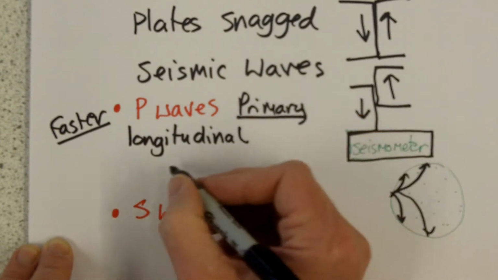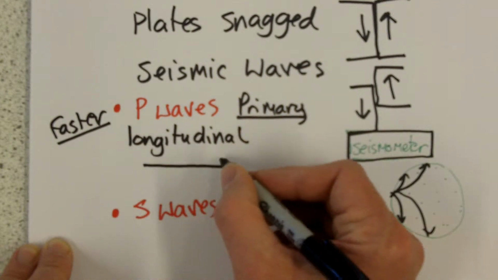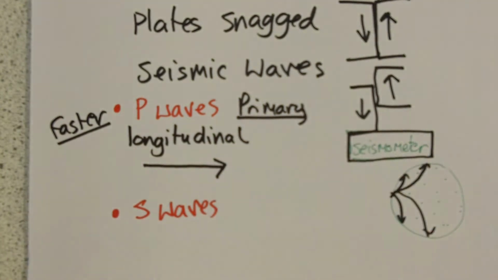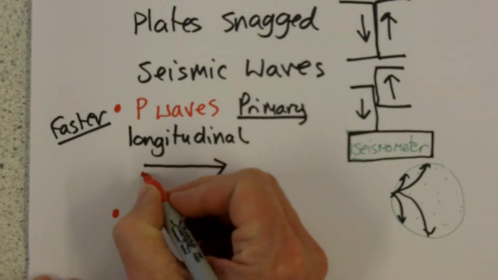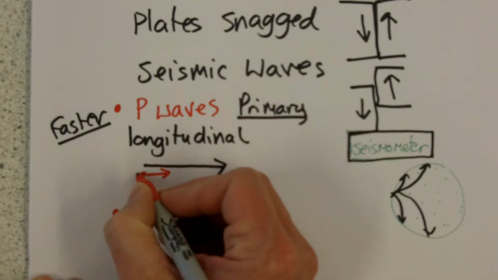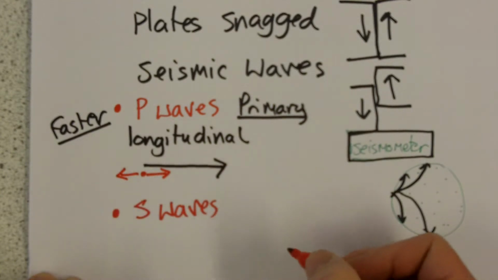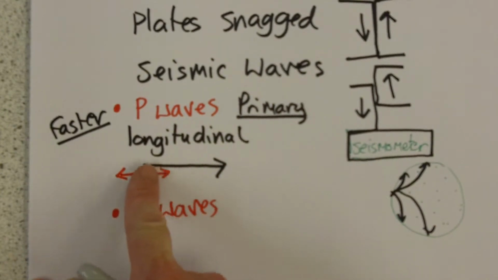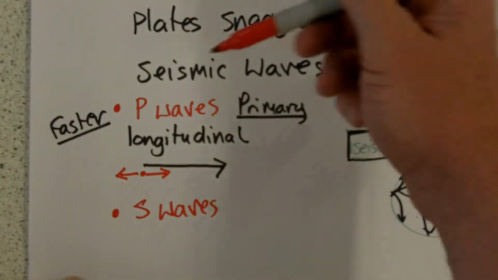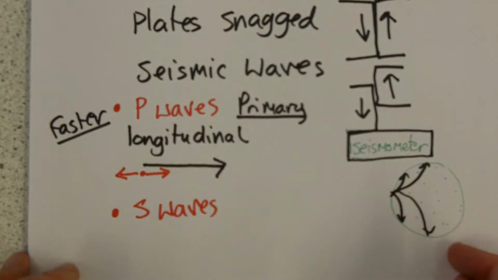is defined as if the wave is moving in a certain direction, then the vibration which is causing that wave is moving parallel. So the particles in the P wave are moving, if the wave is moving this way, then the particles that are causing it are vibrating backwards and forwards. And this is just like sound waves. Another way to think of P waves is as push waves.